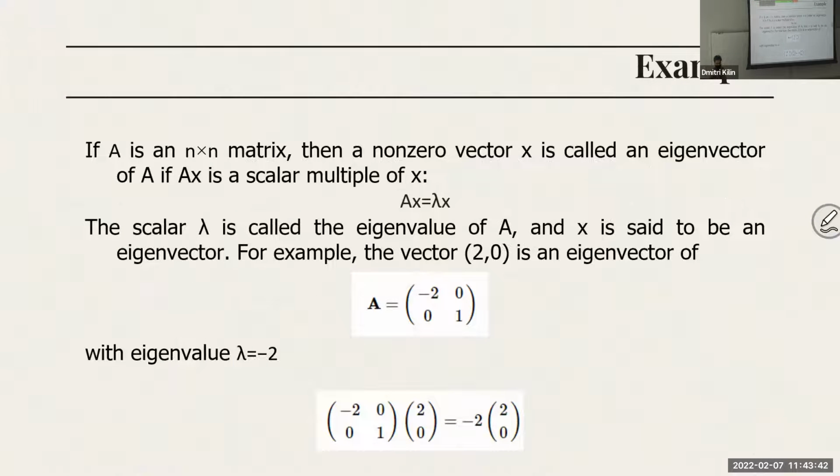For an example, if A is an n by n matrix, then a non-zero vector X is called an eigenvector of A if AX is a scalar multiple of X, so AX is equal to lambda X. The scalar lambda is called the eigenvalue of A and X is said to be an eigenvector. For example, the vector 2, 0 is an eigenvector for the matrix A, minus 2, 0, 0, 1, with eigenvalue lambda equal to minus two. So the equation can be written like this.